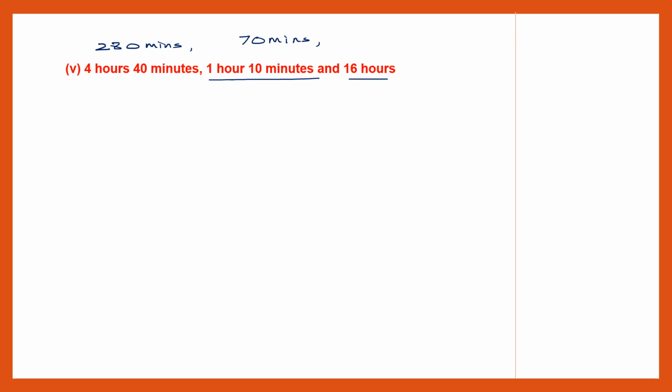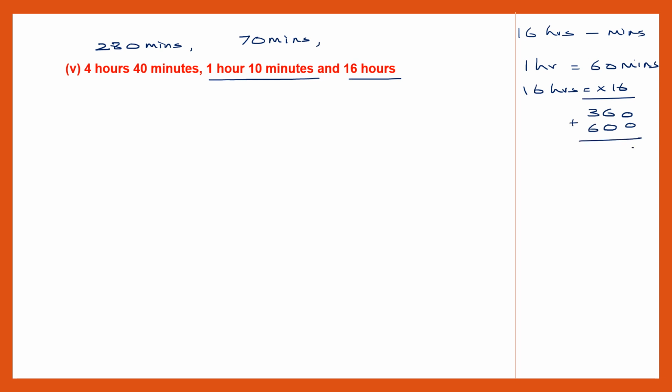Now let's convert 16 hours into minutes. In 1 hour we know there are 60 minutes. So in 16 hours, how many minutes do we have? 60 into 16. So let's multiply that. 6 zeros are 0, 6 6s are 36. Then we have 1 zeros are 0, 1 6s are 6. So this is 0, 6, 3 plus 6 is 9. We have 960 minutes.